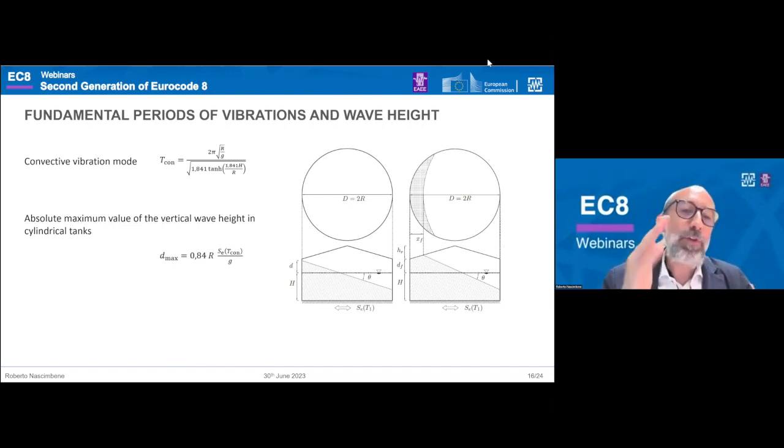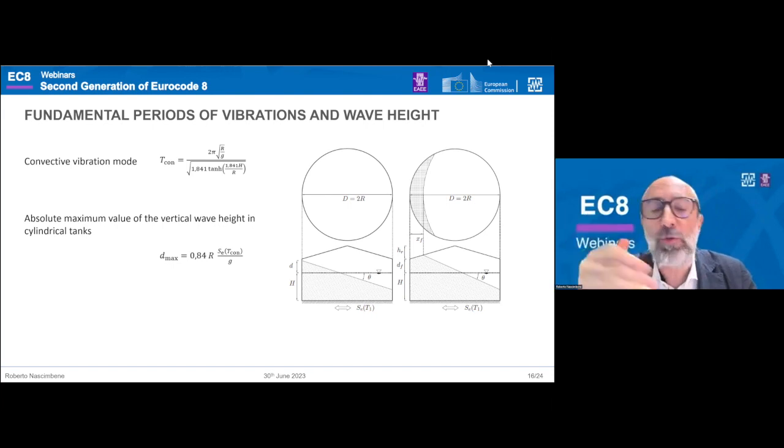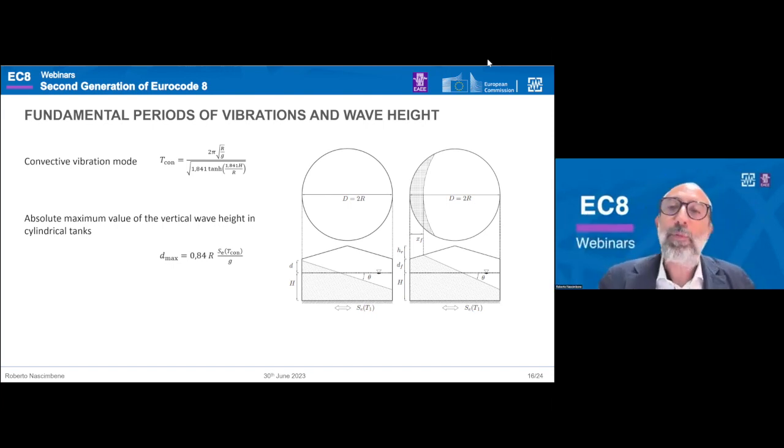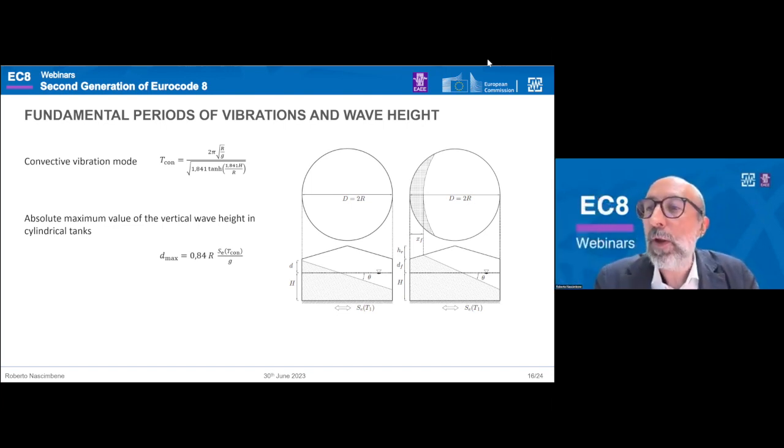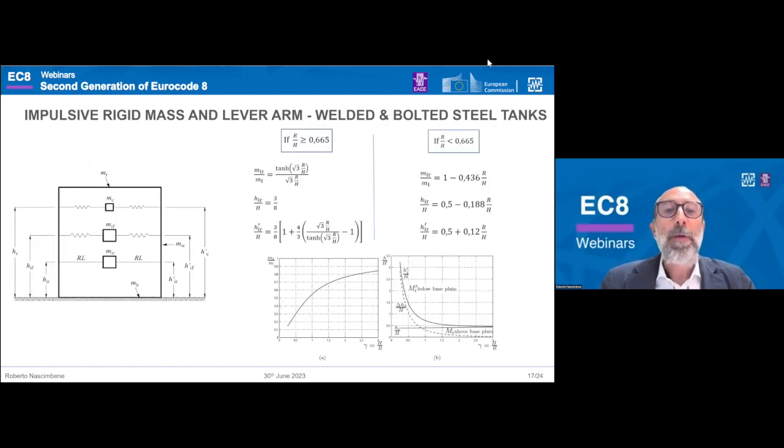The maximum vertical displacement of the liquid surface is needed. The reason why you can find it here is to determine the freeboard that must be provided for checking overtopping, spillage, and impact on the roof.